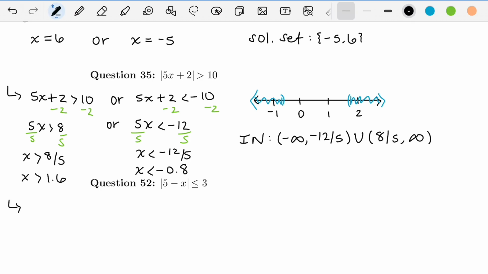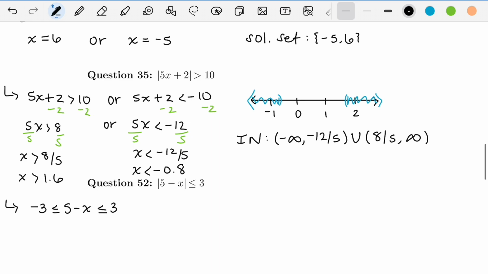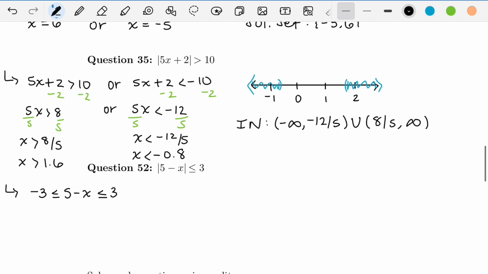So we have that what's inside our absolute value is going to be in between -3 and +3. And so we just want to get x by itself. So I'm going to subtract 5 from all 3 parts here. Remember, whatever we do to one part in this 3-part inequality, we have to do to the other 2. So on the left-hand side, I'm going to get -8. And then we have this -x in the middle.